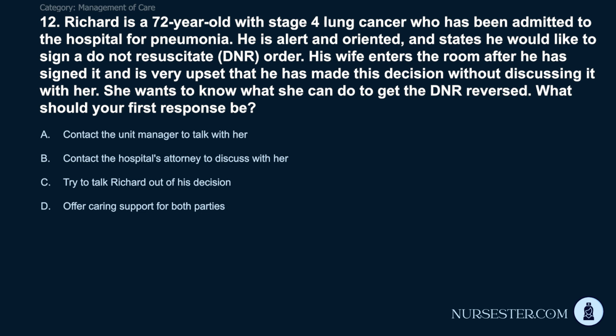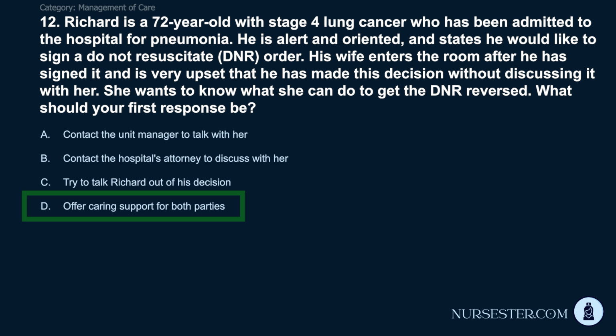She wants to know what she can do to get the DNR reversed. What should your first response be? A. Contact the unit manager to talk with her. B. Contact the hospital's attorney to discuss with her. C. Try to talk Richard out of his decision. D. Offer caring support for both parties.